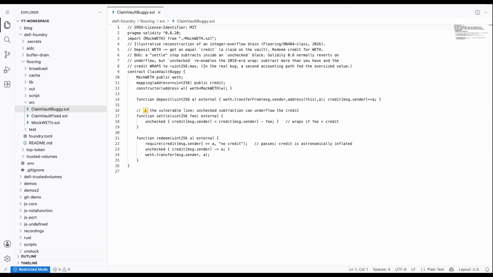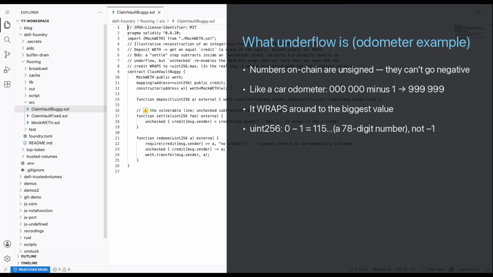First, what actually happens when a balance underflows? On-chain balances are unsigned integers, so they can't be negative. So what's 0 minus 1? Picture a car odometer reading all zeros. Roll it back 1, and it doesn't show minus 1, it flips to 999999, the largest value.